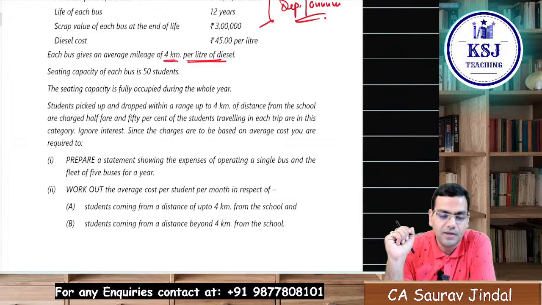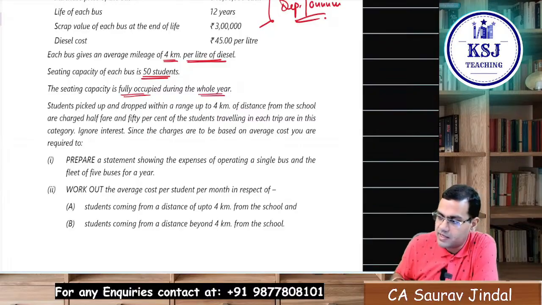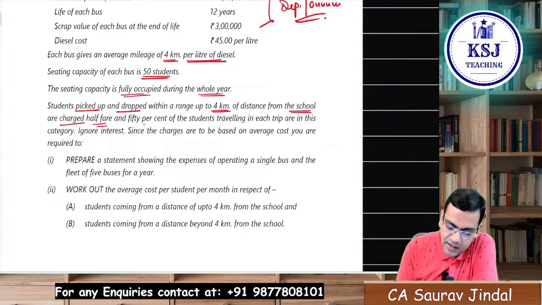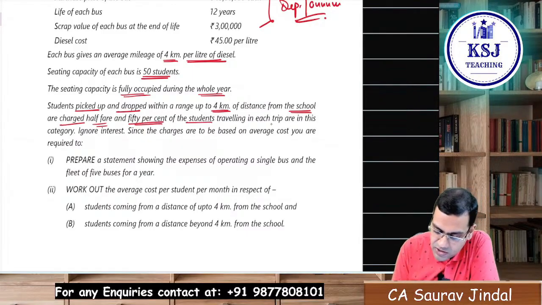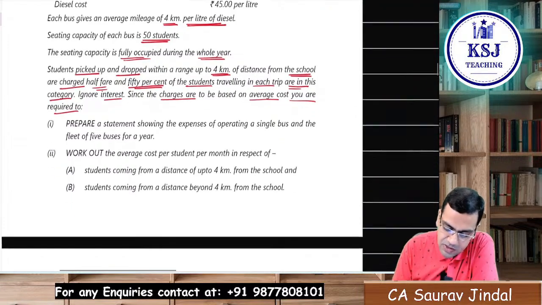Now, next is the seating capacity of each bus is 50 students. The seating capacity is fully occupied during the whole year. Correct. Everybody, 9 months. Well done. The students picked up and dropped within a range of 4 kilometers of distance from the school are charged half fare, and 50% of the students traveling in each trip are in this category. Ignore interest. Since the charges are to be based on average cost, you are required to prepare a statement.